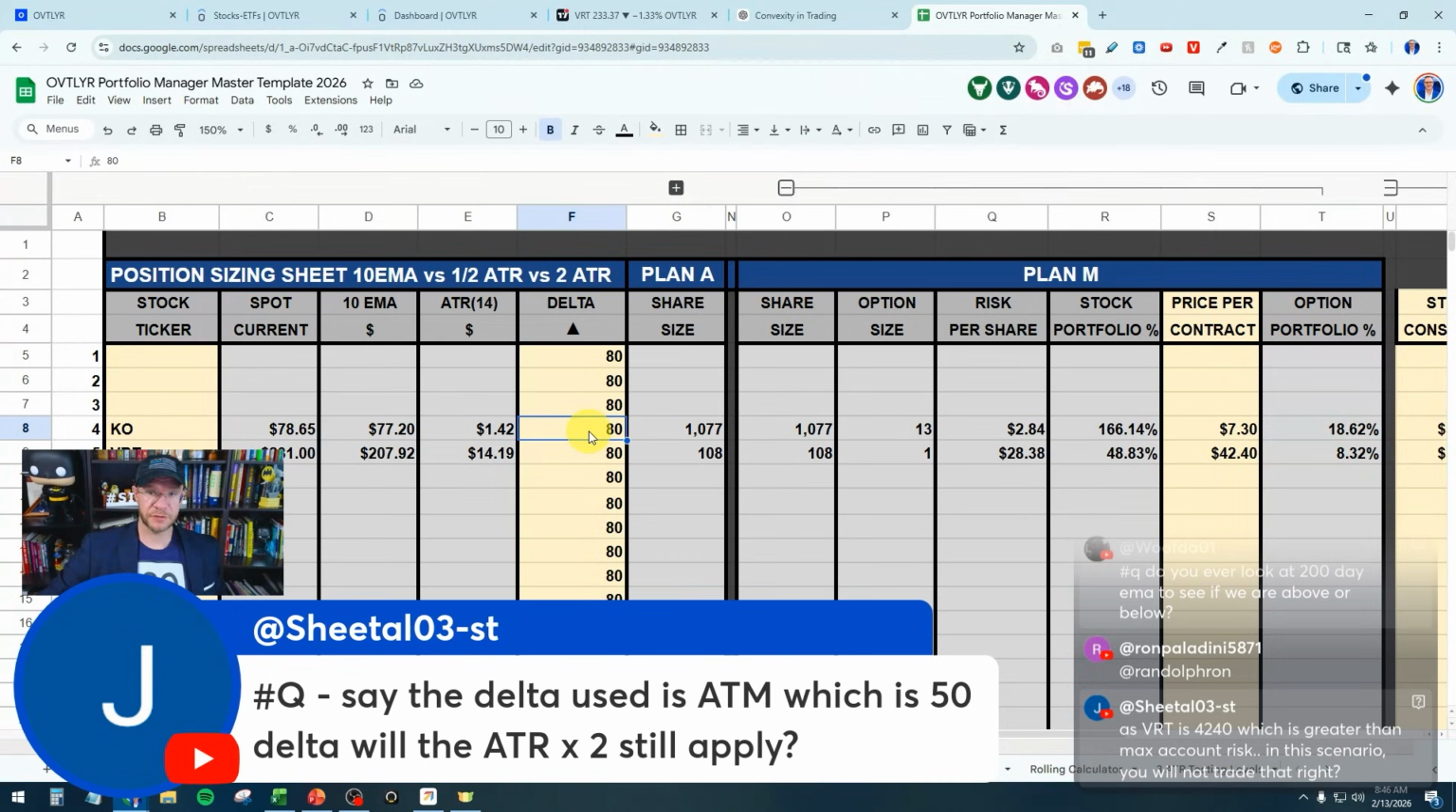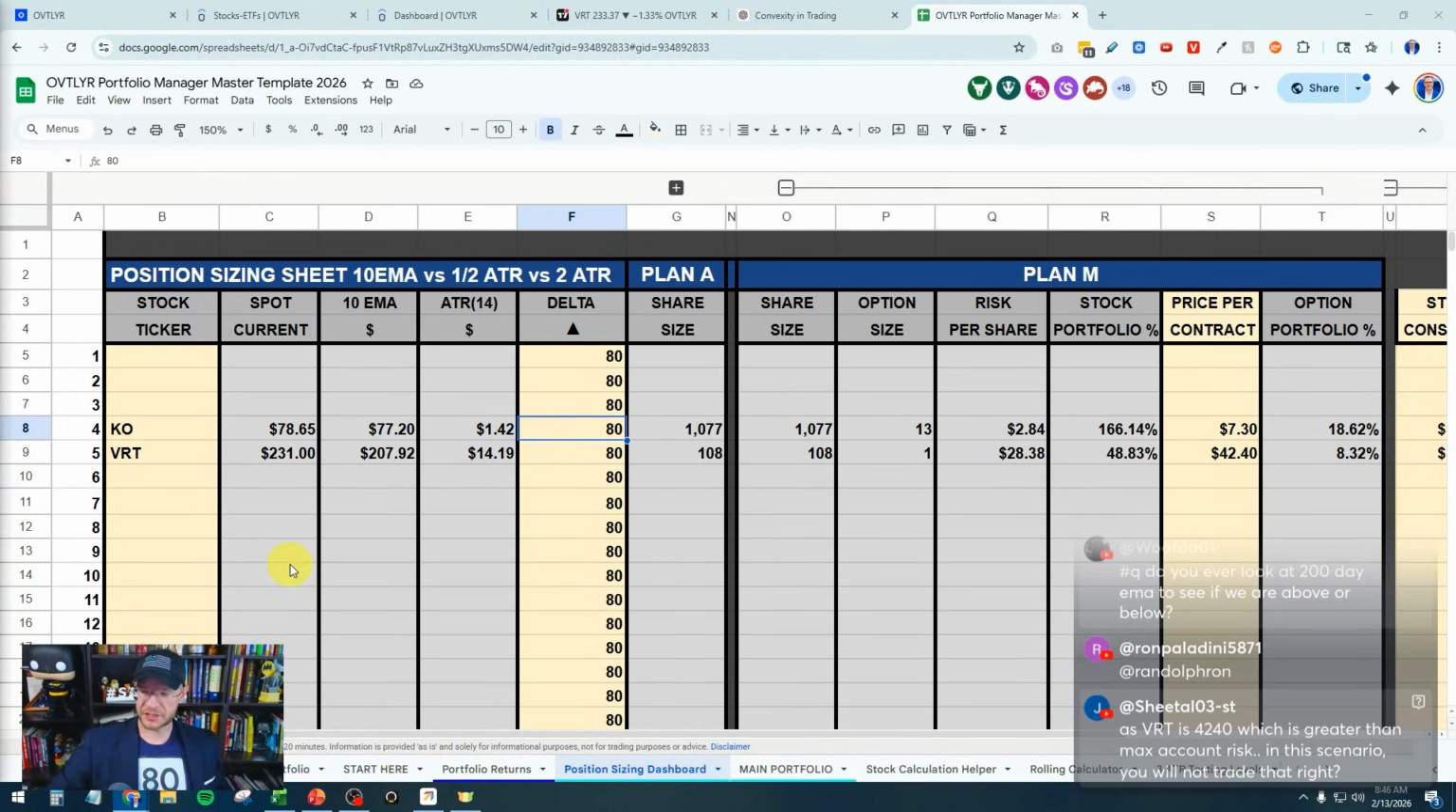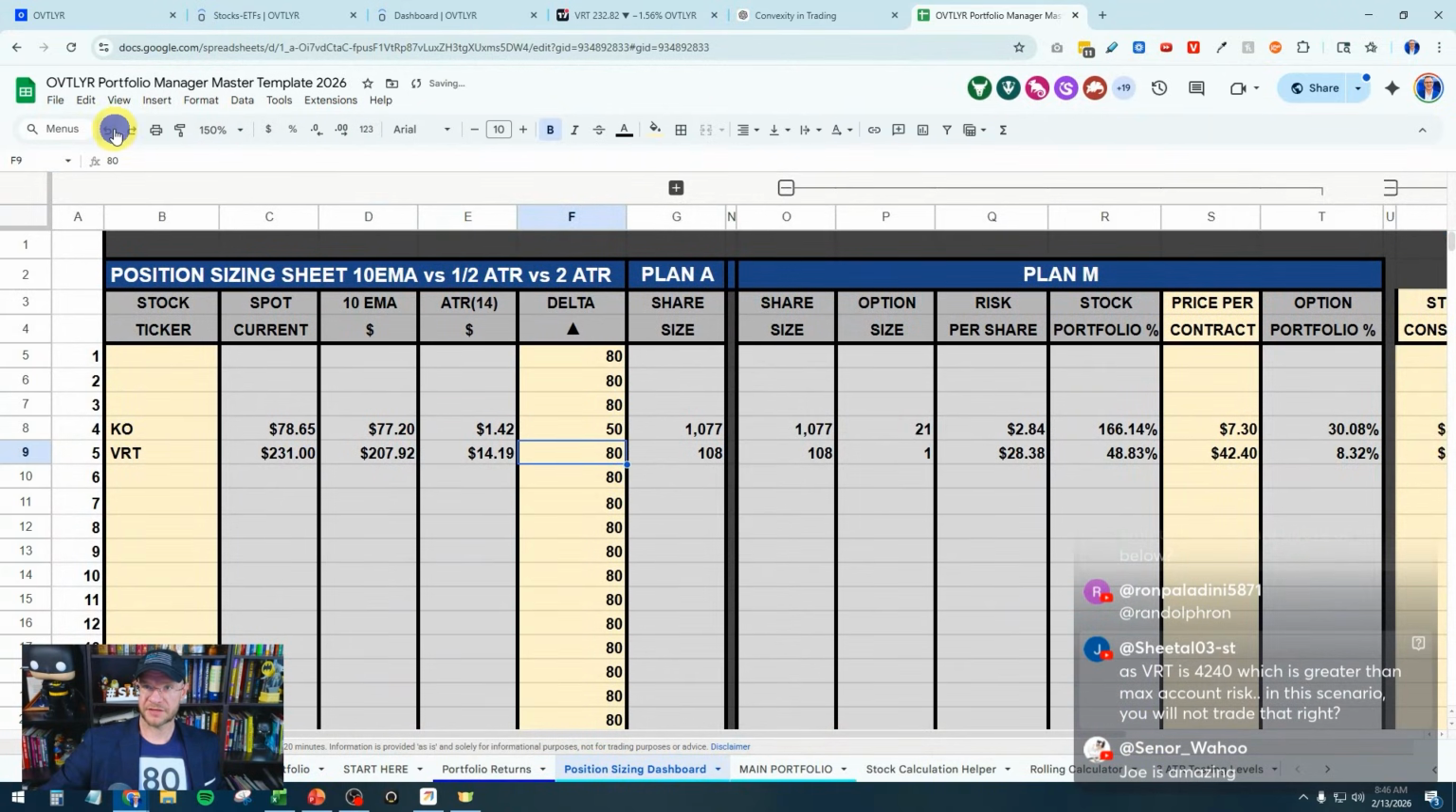But what you could do is inside of this position sheet, right? You could change this to like a 50 delta. And that would give you more contracts for sure. It would. For sure. But that's not how I trade, my friend. But again, like I always say, come up with your own plans, run those plans.